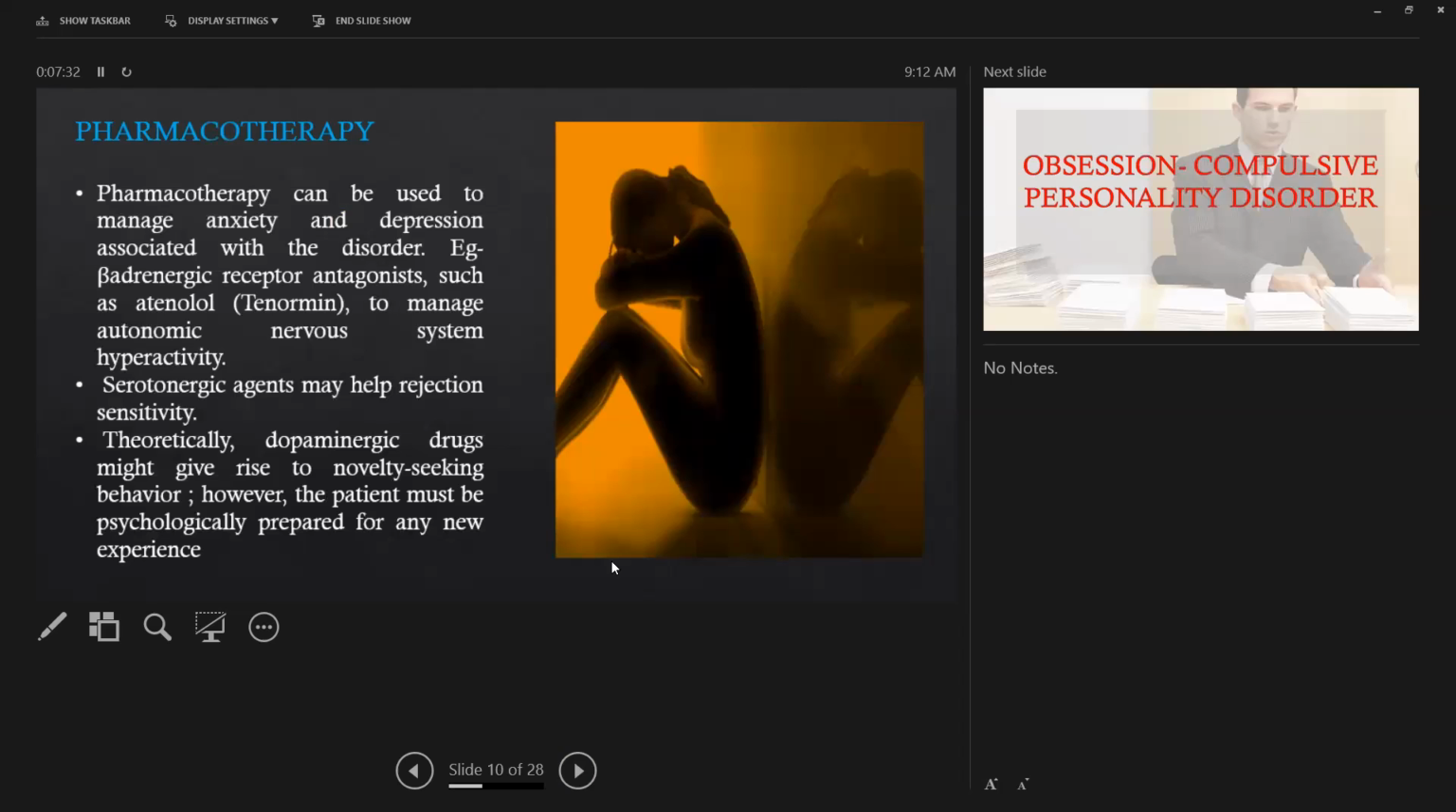Pharmacotherapy can also be helpful in avoidant personality disorder as it helps to manage the anxiety and the depression associated with it. Example, beta-adrenergic receptor antagonists such as atenolol are used to manage the autonomic nervous system hyperactivity. Serotonergic agents may help rejection sensitivity.